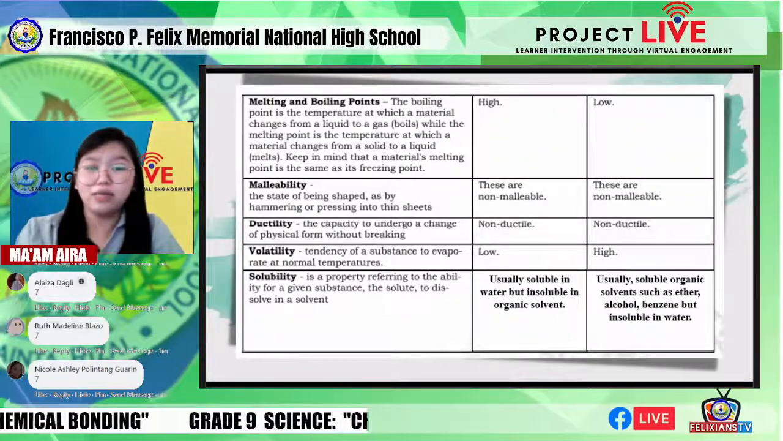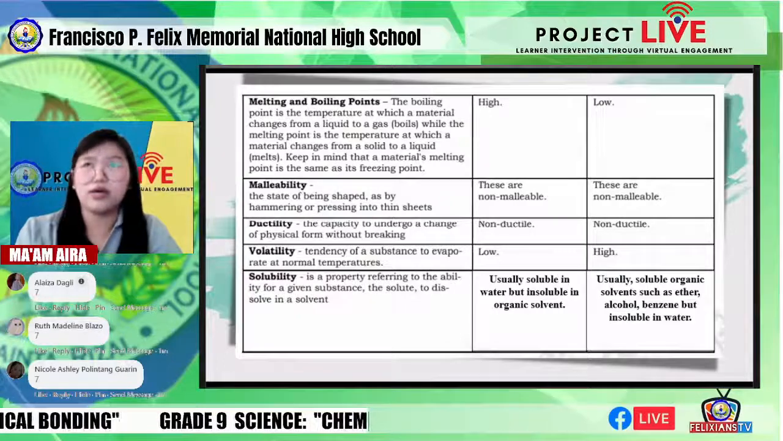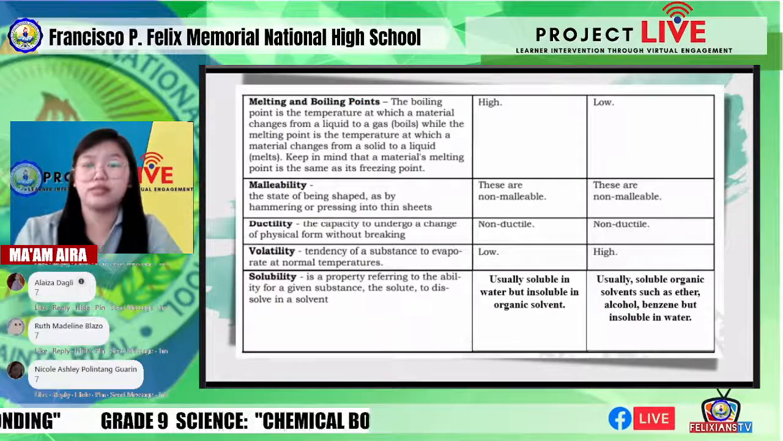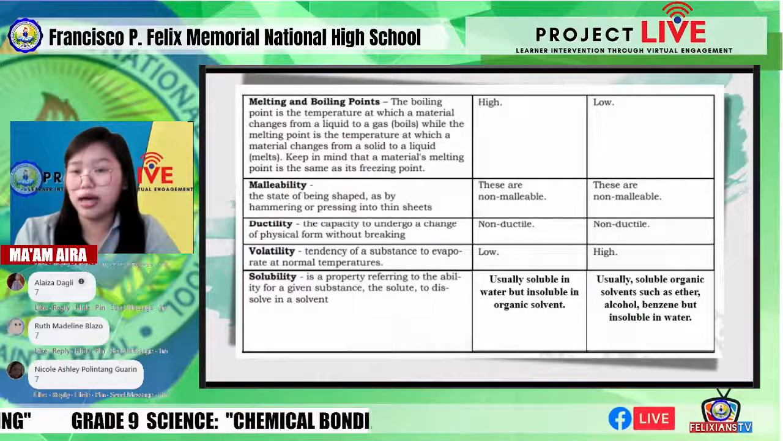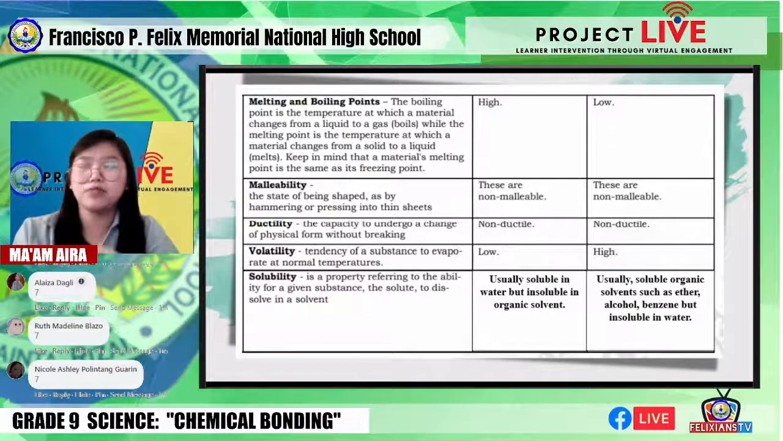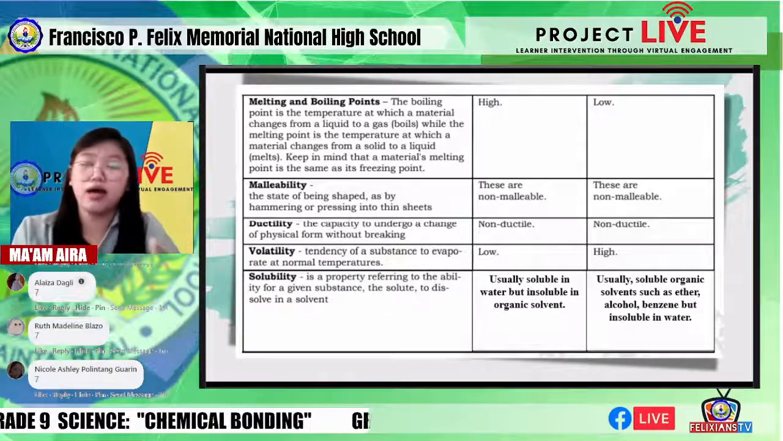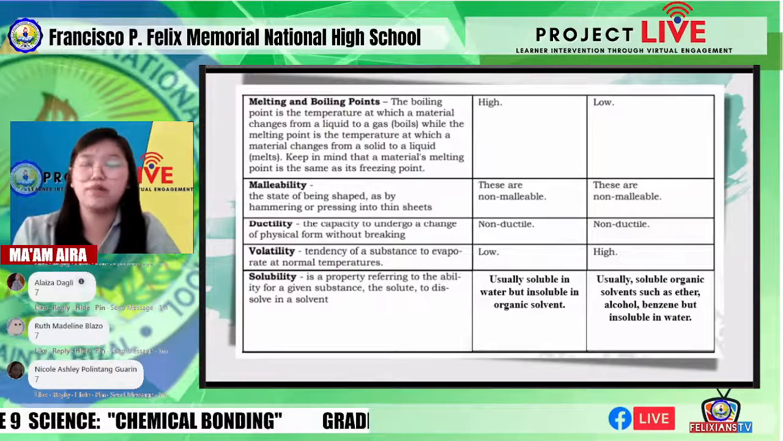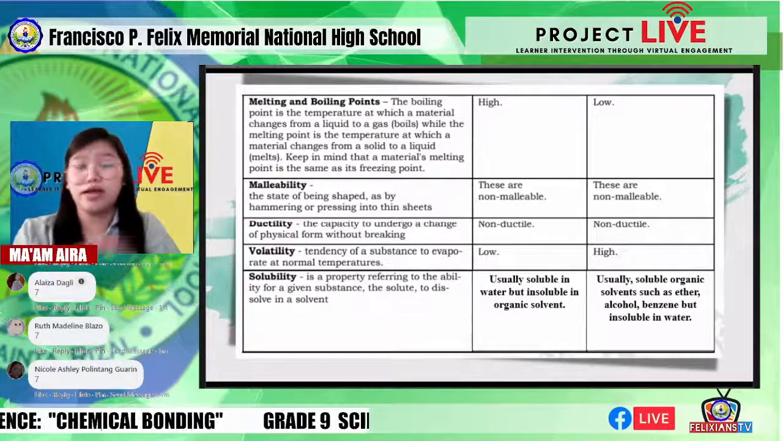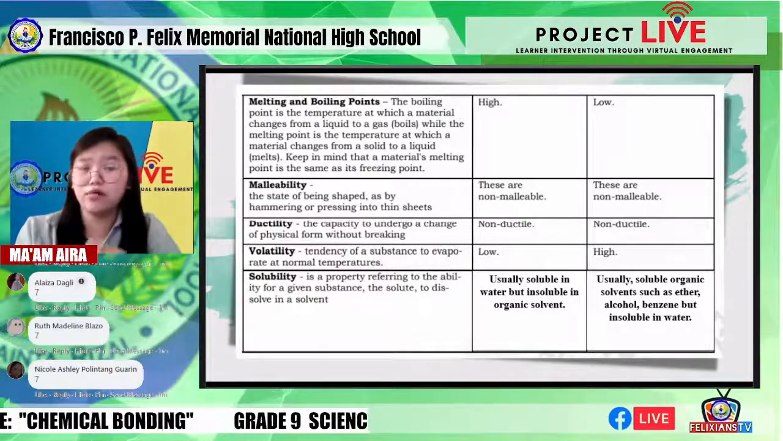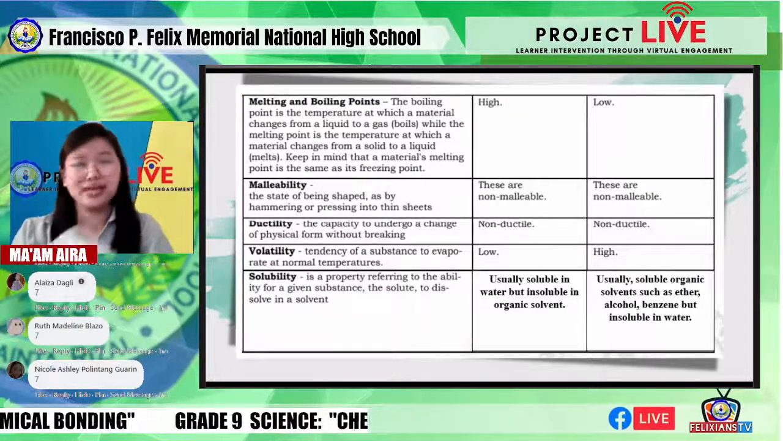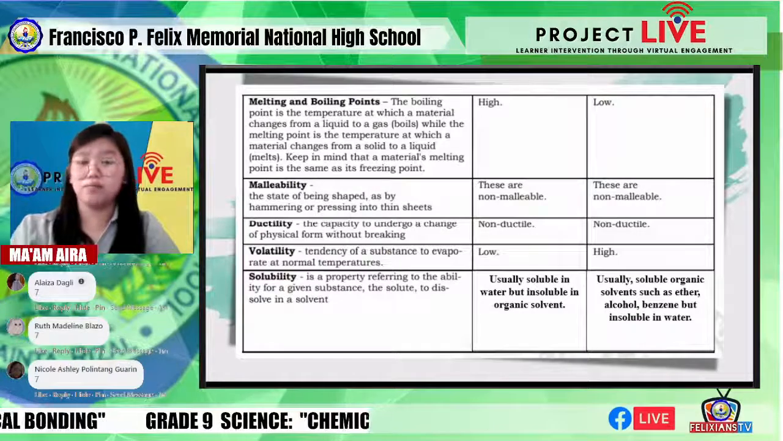For the melting and boiling points, ionic bonding or ionic bond has a high melting and boiling point. For covalent bond, they have low. Ang ibig sabihin lang nito, mas mabilis ma-achieve ng covalent compounds yung kanilang melting at boiling point. On the other hand, ionic compounds, masyadong mataas yung kanilang boiling point and melting point. So, hindi agad sila nagme-melt, hindi agad sila nag-boil.